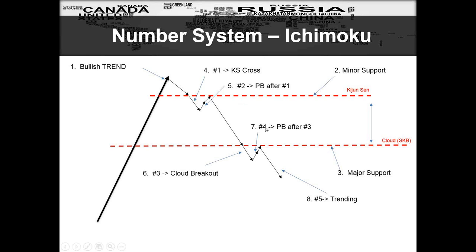I know a lot of people like the Tenkansen Kijunsen cross strategy. Believe it or not, this number 2 here is indirectly the Tenkansen Kijunsen cross strategy, but with a higher probability. Because in a consolidation pattern, with the Tenkansen Kijunsen cross strategy, you're going to get eaten up alive. If you actually resort to this number 2, which is a green light Kijunsen cross strategy, you have a higher probability of success compared to a Tenkansen Kijunsen cross strategy. Everyone good?